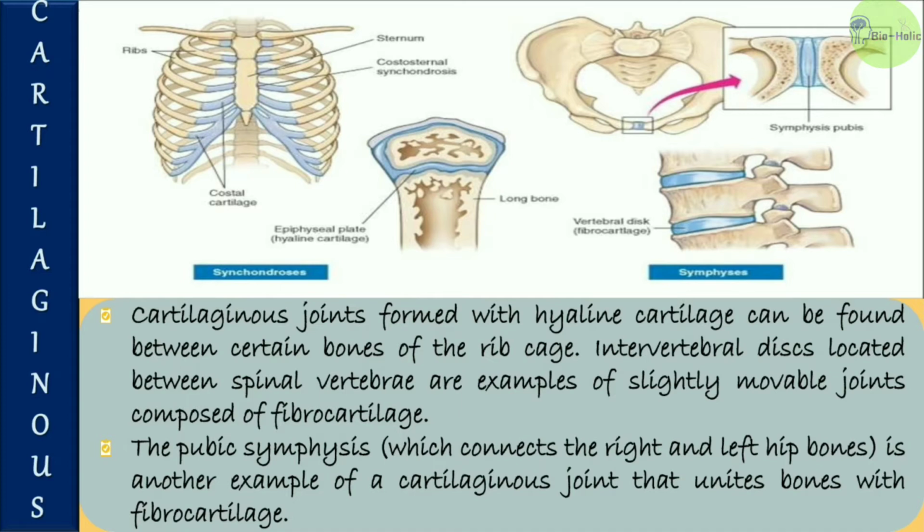Cartilaginous joints formed with hyaline cartilage can be found between certain bones of the rib cage. Intervertebral discs located between spinal vertebrae are examples of slightly movable joints composed of fibrocartilage. And the pubic symphysis, which connects the right and left hip bones, is another example of a cartilaginous joint that unites bones with fibrocartilage.